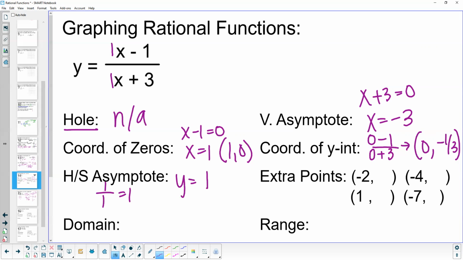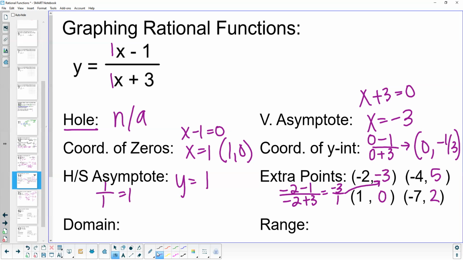Then these extra points. Now, we have these extra points here, 2 on either side of our vertical asymptote, just to help guide us and figure out what our graph is going to look like here. So if I put negative 2 in for x, I'm going to end up getting negative 3 out. If I put a 1 in, I get a 0. Negative 4, we get a 5, and negative 7, we get a 2. Now, what we're doing here is we're just doing negative 2 minus 1 divided by negative 2 plus 3, and that's how we end up getting negative 3 over 1, okay? So that's all we're doing, substituting those x values in. So now we have those.